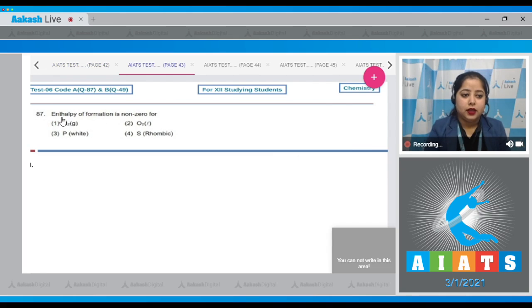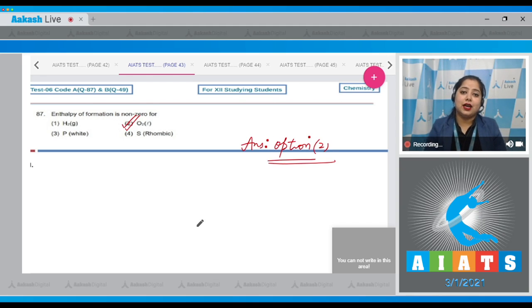Let's read it. Enthalpy of formation is non-zero for H2 gaseous, O2 liquid, phosphorus white and sulfur rhombic. Student, among the given options, the enthalpy of formation is non-zero for O2 liquid because the elements present in their standard states have zero enthalpy of formation and the standard state of O2 is O2 gaseous. So the correct answer is option number 2. The standard state of O2 is gaseous, not liquid.